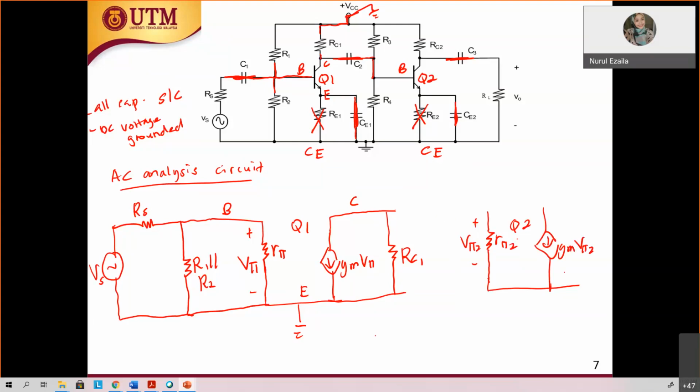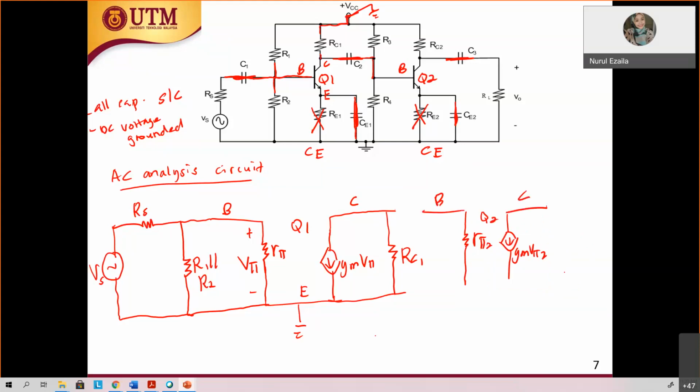Not enough. So here, this is R pi 2, and then you have GM V pi 2. This is Q2. This is base, this is collector, and this is emitter to the ground. Okay, that's it.